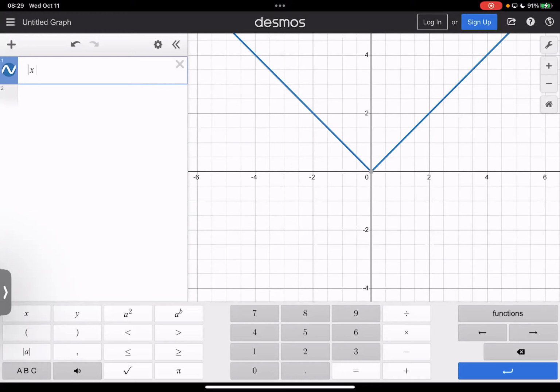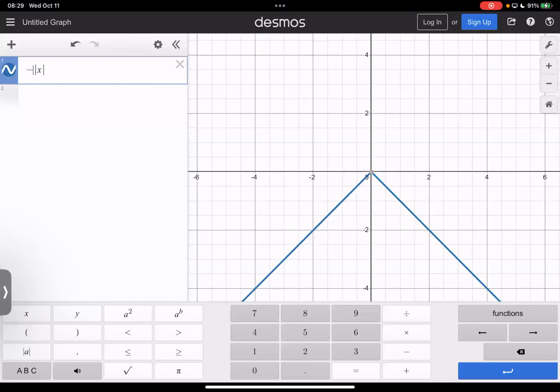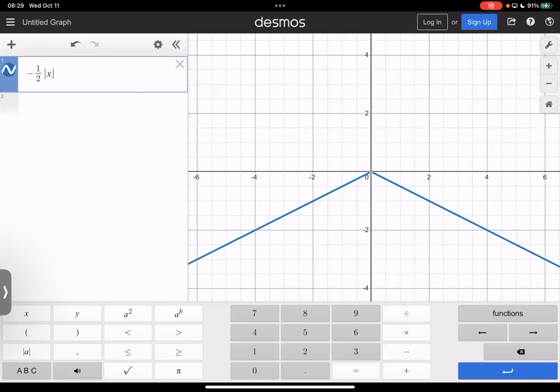And then we said, okay, I'm going to flip it on the x-axis by making a negative. Okay, cool, looks good. And then we said, okay, well, it's actually a little bit wider. And we figured out the slope of the new one was 1/2. And so 1/2 made it wider. Success, looks good.